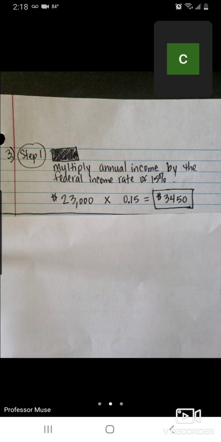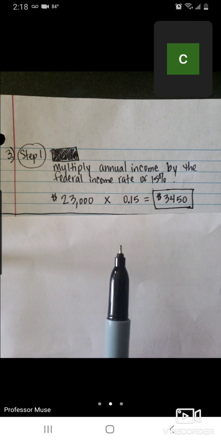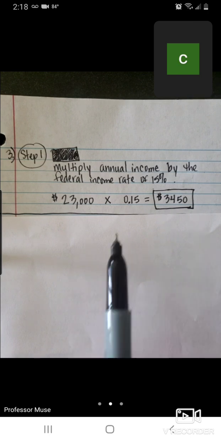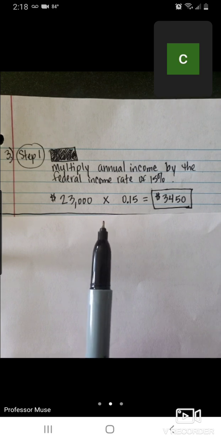Jaden was recently hired for a job with an annual income of $23,000 using the federal income tax rate of 15%. What amount should Jaden expect to pay in federal income tax? Number 3 is very simple.